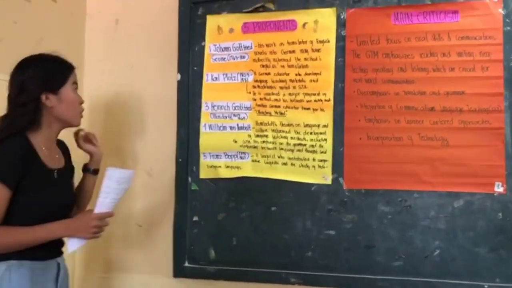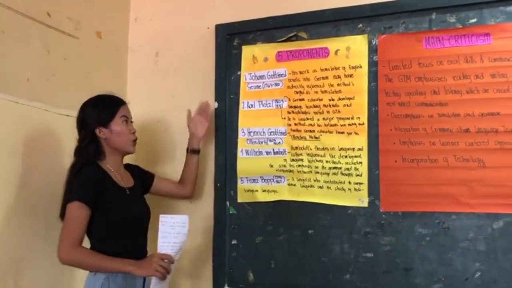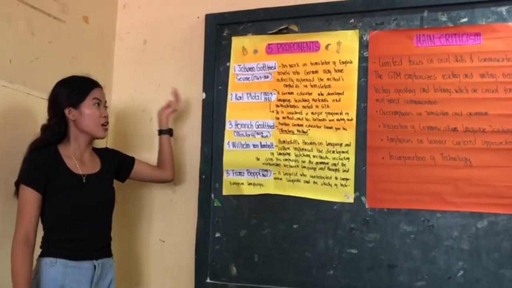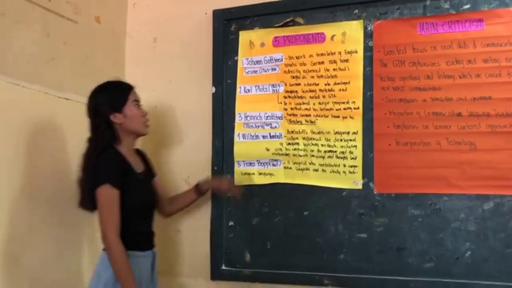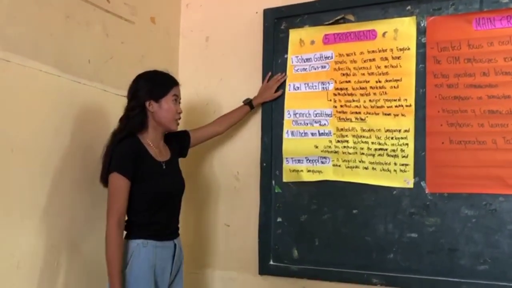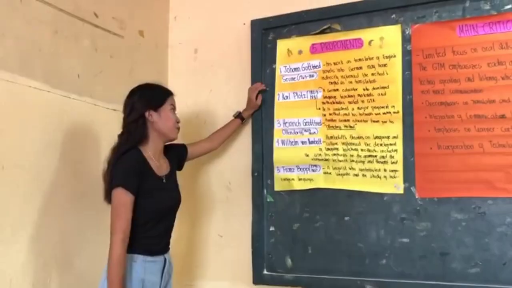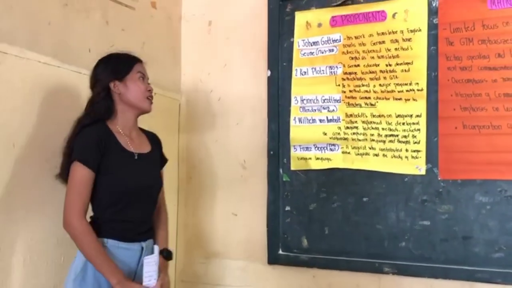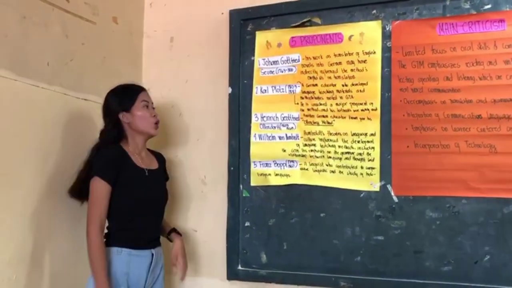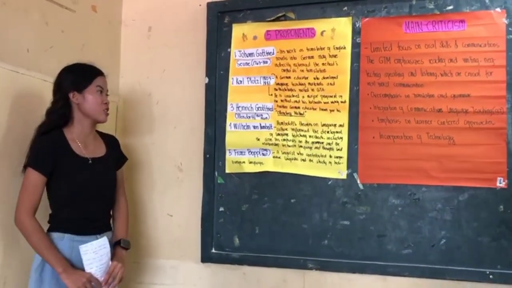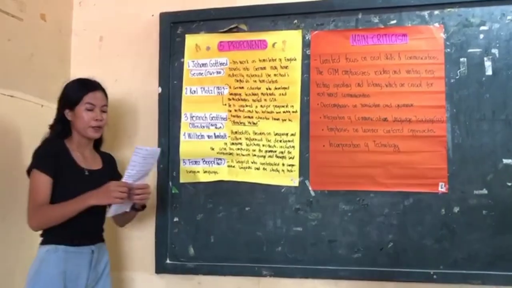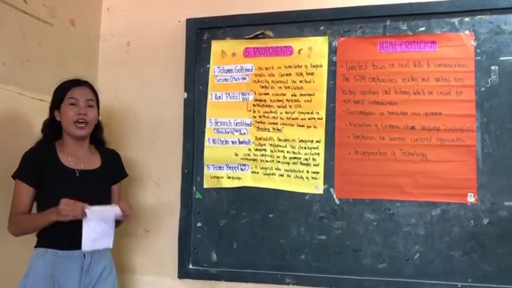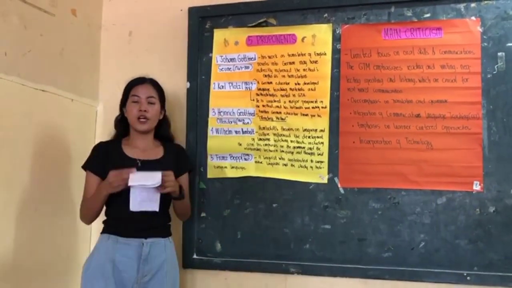So Johann Gottfried, his work as a translator of English novels into German may have indirectly influenced the method's emphasis on translation. He lived from 1763 to 1810. The second is Karl Platz, 1803 to 1881. He is a German educator who developed language teaching materials and methodologies noted as GTM. He is considered a major proponent of the method, and his textbooks were widely used.